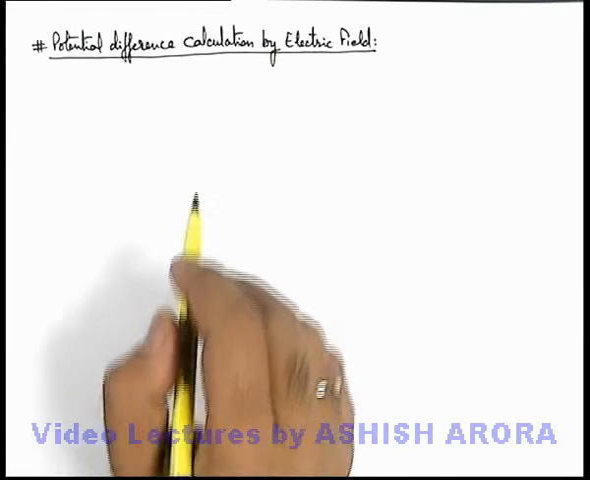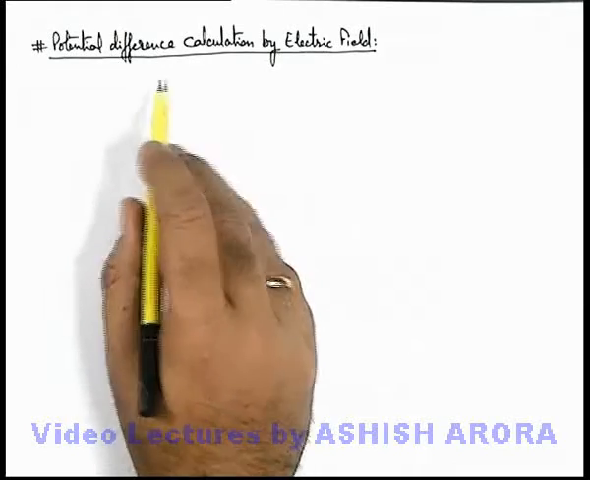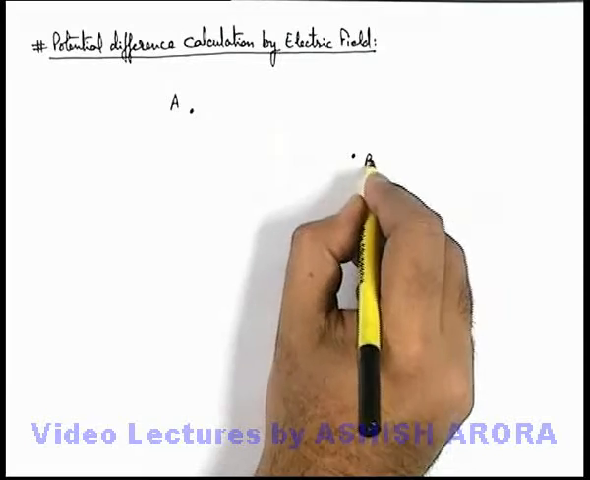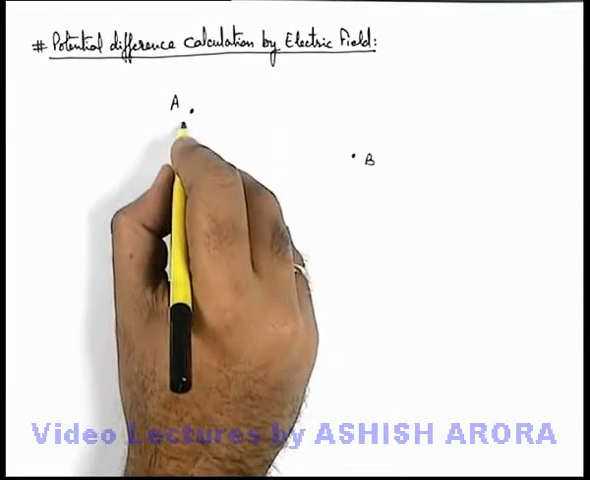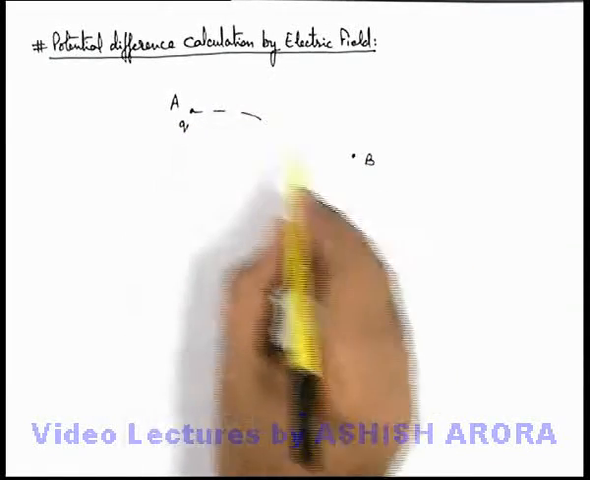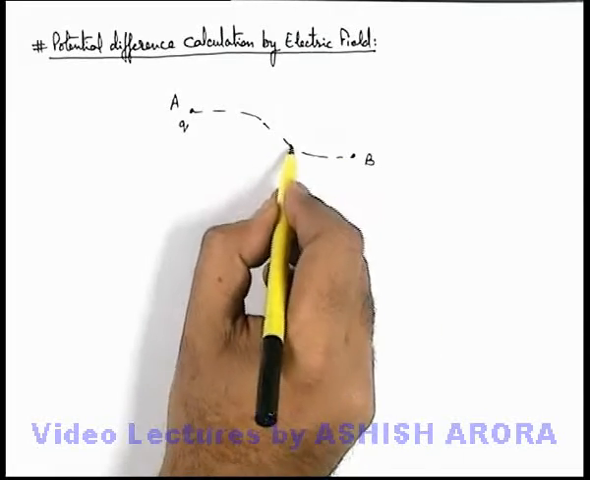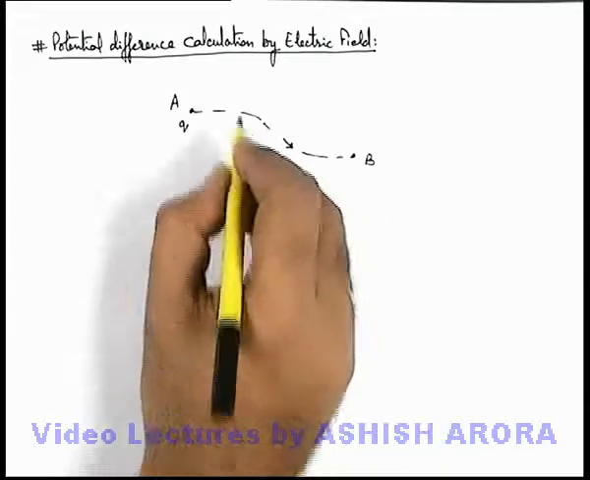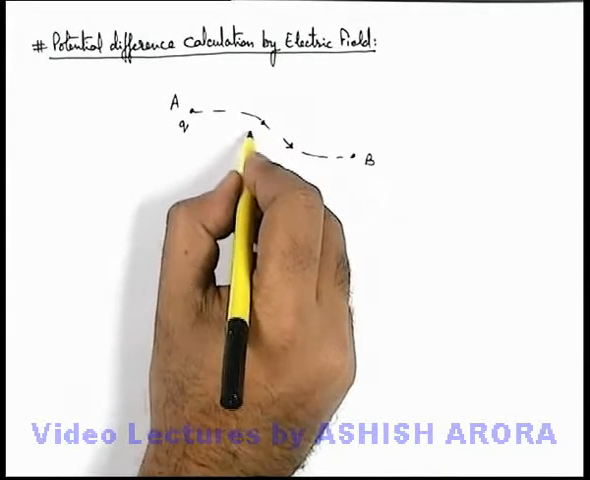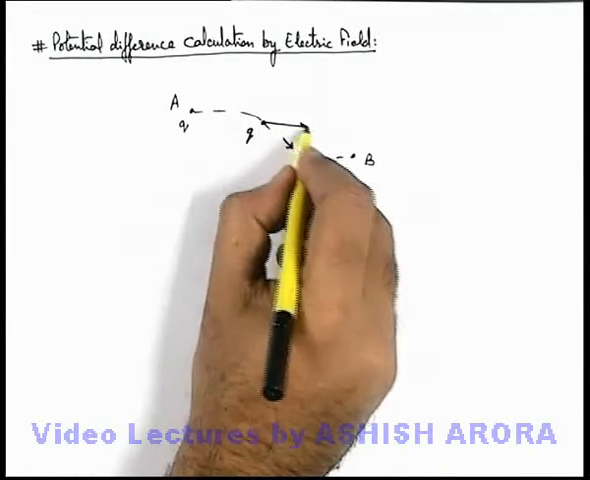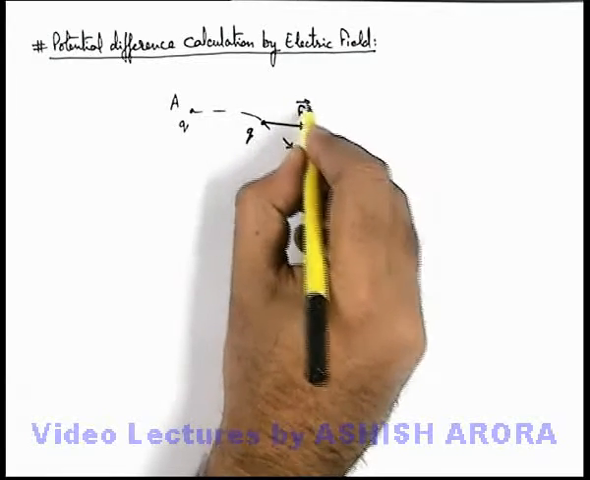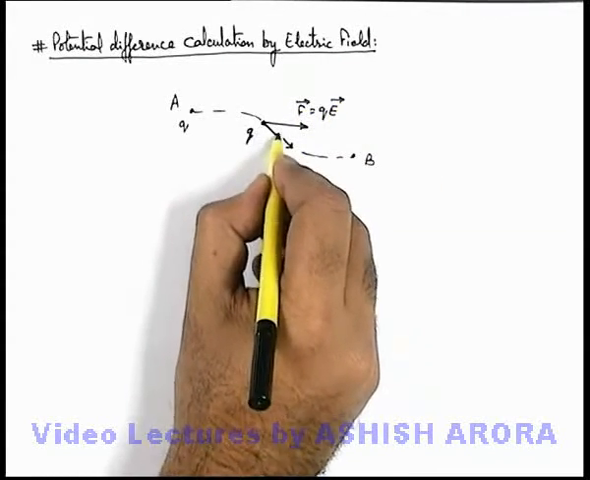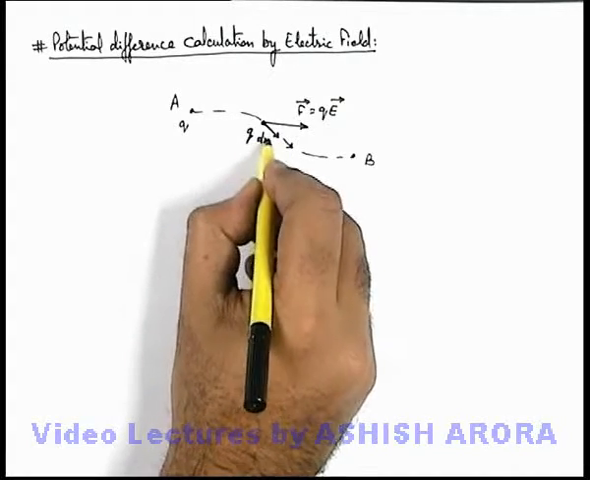Let's continue our discussion on calculation of potential difference by using electric field. So in the electric field, again we have 2 points A and B, and say a charge Q is shifted from point A to B. Then, as we have discussed, the work done does not depend on the path. But say in the path the charge Q is located at a point and it is experiencing an electric force F, which is given by QE, and it is displaced along the path by a distance dx.